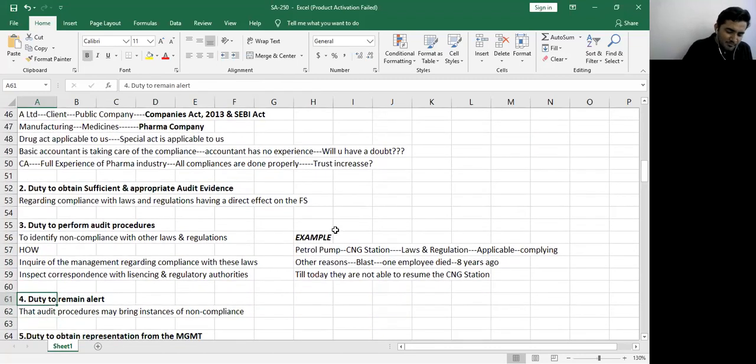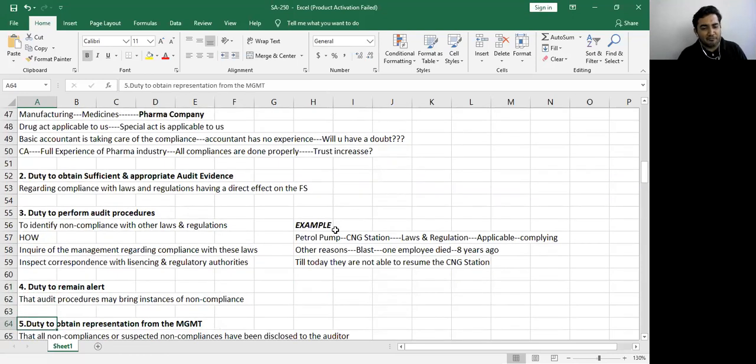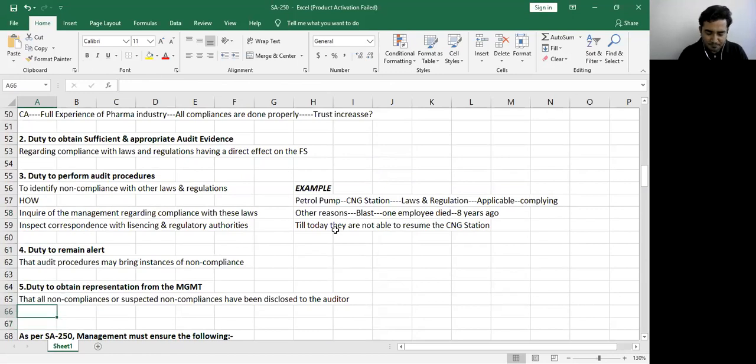Fourth is the duty to remain alert. So the auditor must maintain professional skepticism. He should be alert that there can be instances where we perform an audit procedure and find out that there are instances of non-compliance.